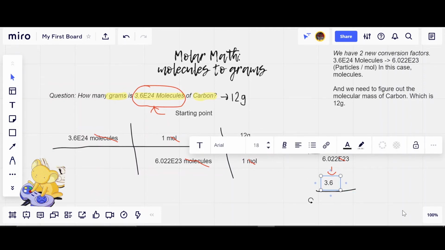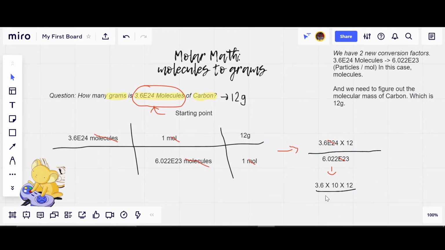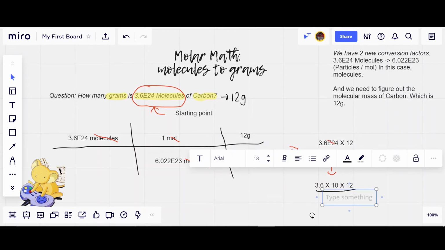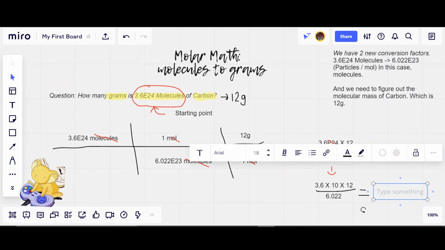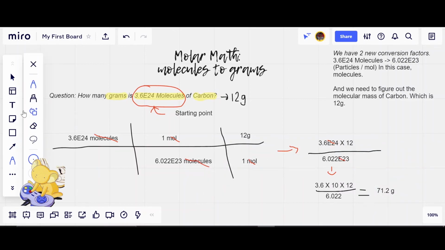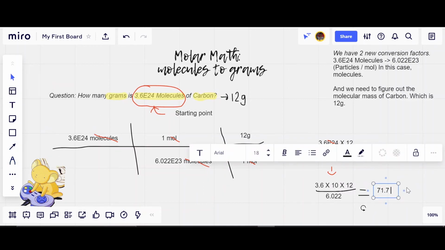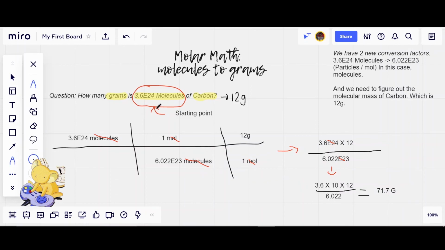3.6 times 10 times 12 equals 432. 432 divided by 6.022 equals 71.736965. But we can round that to 72. So the answer is approximately 72 grams. So, to end this off, there are 72 grams in 3.6e24 molecules of carbon.